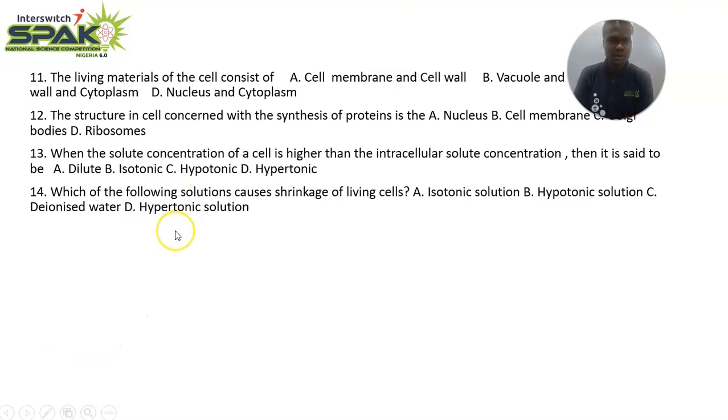Our next question says, which of the following solutions causes shrinkage of living cells? A, isotonic solution. B, hypotonic solution. C, deionized water. D, hypertonic solution.